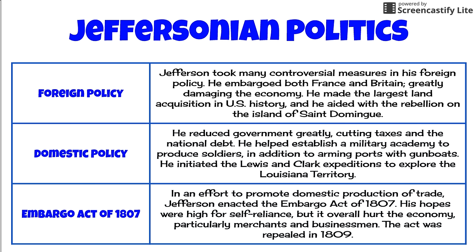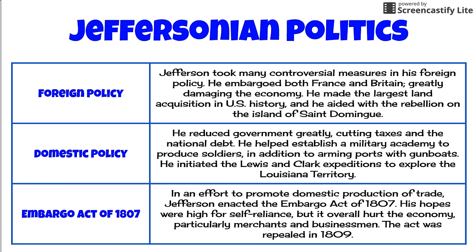Domestically, we talked about the fact that he wanted to reduce the amount of power and also the amount of money being put into the federal government. So cutting taxes and making those reductions in order to repay the national debt was his focus when it came to domestic policy. Even though he did reduce the military, he was able to start an academy to produce soldiers. And he also did arm our ports with gunboats for protection of our tradings. Because of the Louisiana Territory that was acquired, we also have the introduction of the Lewis and Clark expedition under Jefferson's presidency.